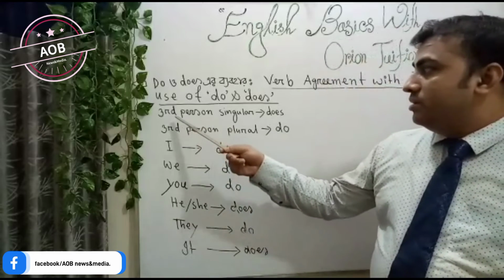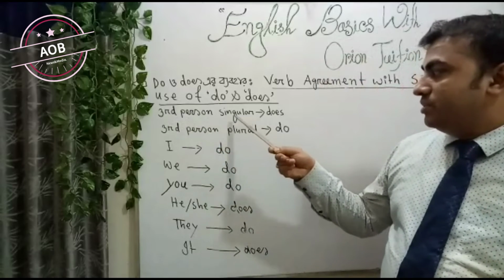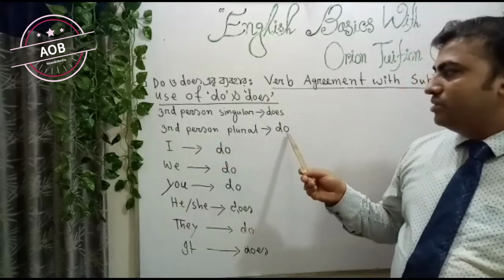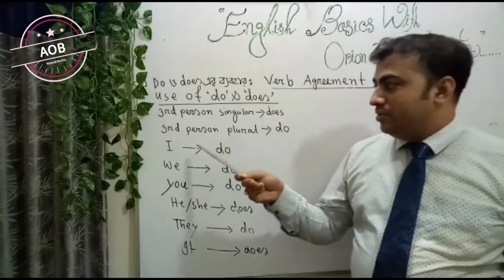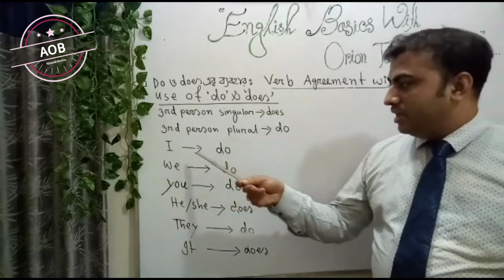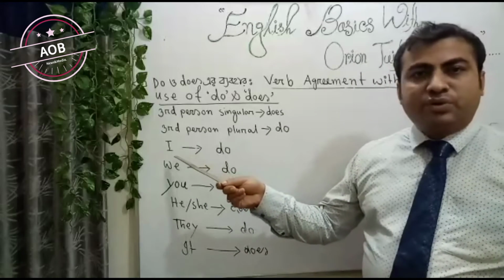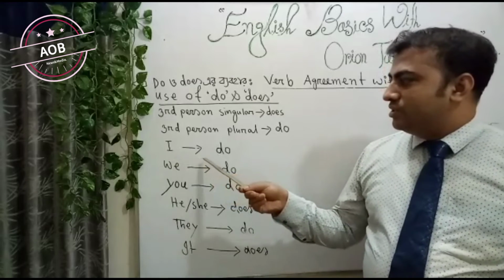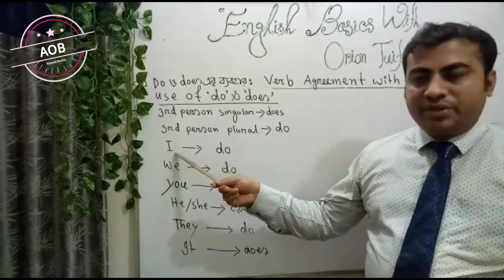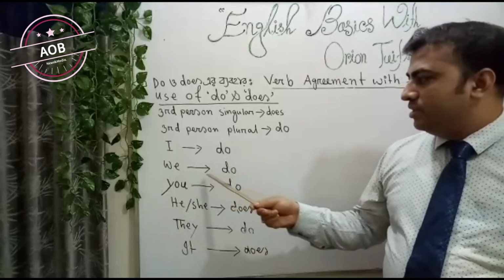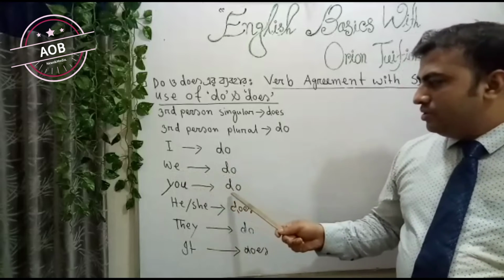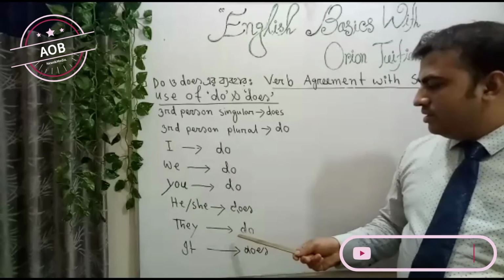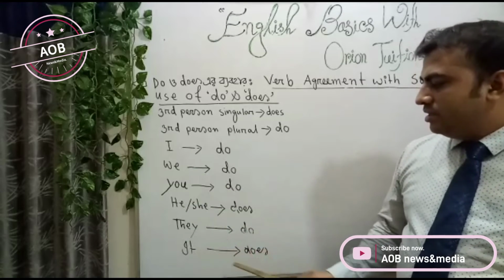So when we see the subject is third person singular, then we will use does, and when we see third person plural, then we will use do. Now look at the next items, next pronoun. In the case of the pronouns, how we will use do and does. I do, we do, you do, he or she does, they do, it does.